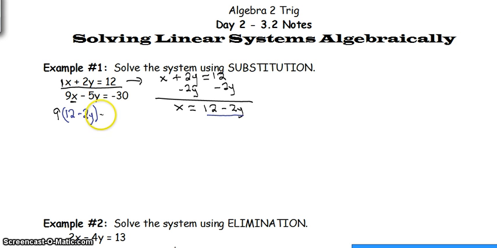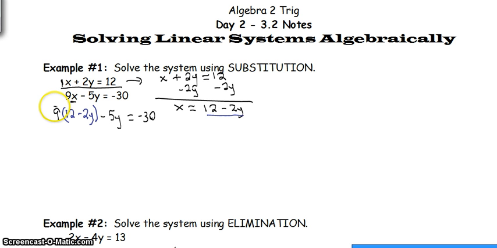Now I'll bring the rest of the equation down, minus 5y equals negative 30. So you can see in blue, the only thing that changed was the x became 12 minus 2y, where 12 minus 2y replaced the x. Now from here, I only have y's left in this equation, which means I can solve this for y, which is really the goal, to get rid of one of the variables by substitution.